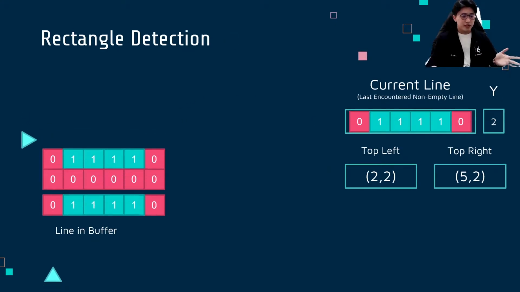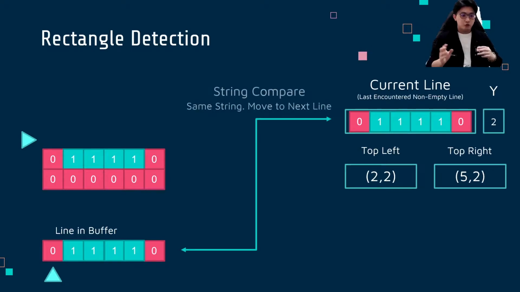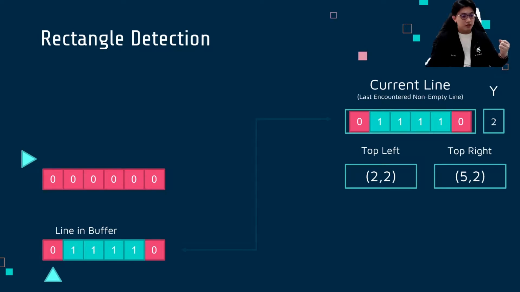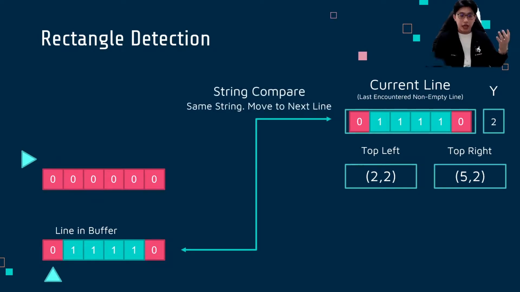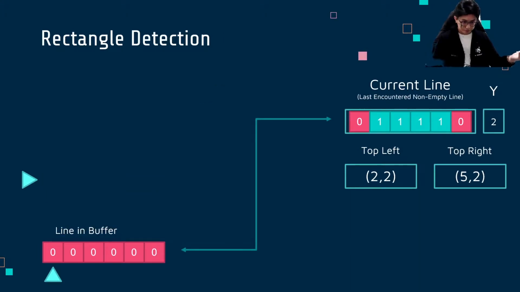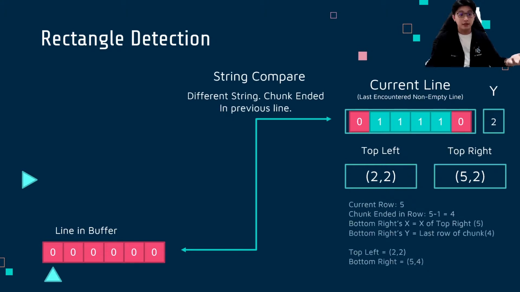We proceed to read the next line. What we do here is compare the current line we read from the file with the current line variable, which is actually the previous line. If the string is the same, then we move on to the next line because it's the same. So we proceed to the next line. The next line is also the same, so we move on again. And the last line is obviously different, so the string compare will return a different result.